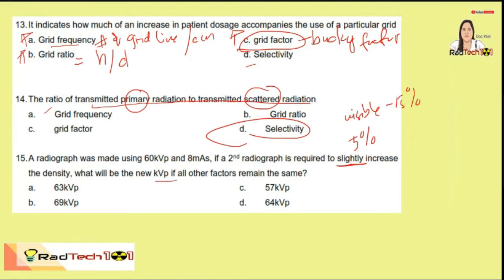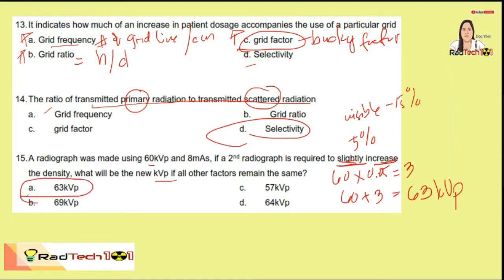So, the original kVp is 60 kVp. Slightly, so we will get 5% times 60, 0.05. So, that is 3. Increase, therefore, add 60 plus 3. So, that will be the new kVp: 63 kVp. Pag sinabi naman natin visible increase or visible change, we use 15%.